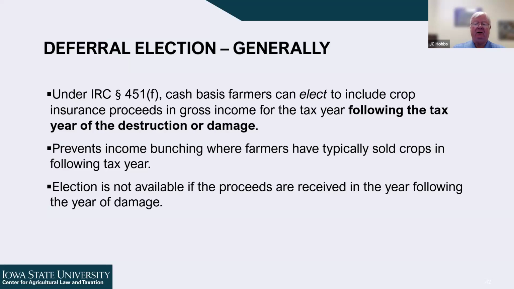It's not available if the proceeds are received in the following year of the damage. So let me explain that. So the crop is lost in 2024 due to the hurricane. We don't receive the insurance proceeds until 2025. No matter what happens, that can't be postponed until 2026. It's going to be reportable in income for the tax year 2025. It can't be moved. So the only time we're allowed to move it is when the destruction occurs and the insurance payment occurs in the same taxable year.